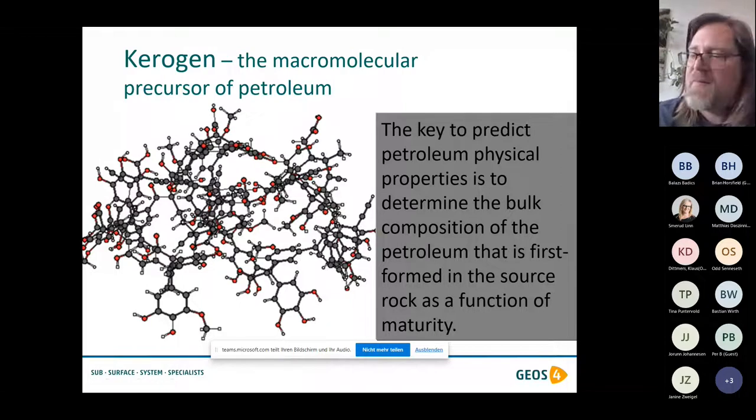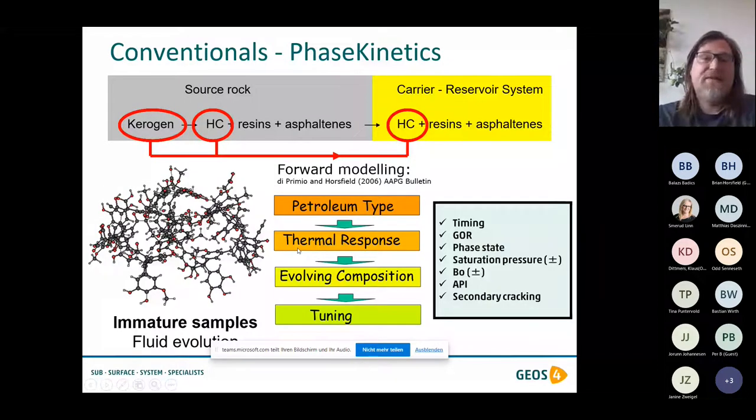So the chemical differences are controlled by kerogen, the macromolecular precursor of petroleum, and the key to predict those petroleum physical properties prior to drilling is actually to determine the bulk composition of the petroleum that is first formed in the source rock as a function of maturity, and best using individual source rocks from the petroleum system under study. So we do that since years using a forward modeling approach called phase kinetics, as I pointed out.